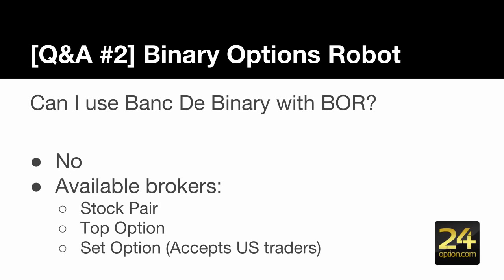So the second question was, can I use Bank to Binary with binary options robot? The quick answer is no. Binary Option Robot integrates the actual broker within its software, and they're currently only working with a handful of brokers, that being StockPair, Top Option, and Set Option. If you're from the US, you can use Set Option. StockPair and Top Option do not accept US traders, so just keep that in mind.